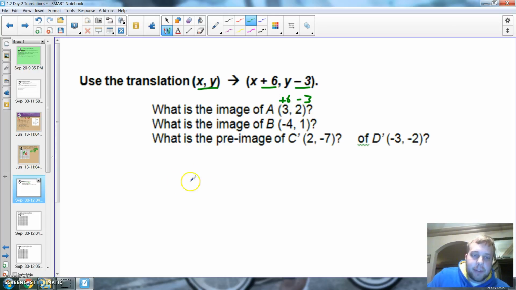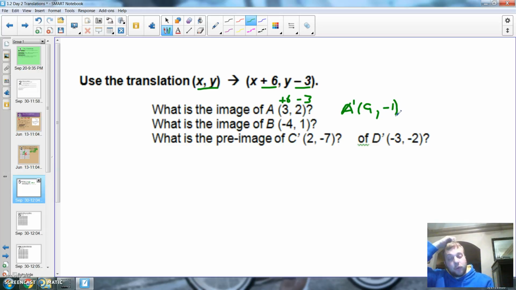So what happens if I add 6 onto 3? Well, I believe A prime is going to be 9. You guys got that? 3 and 6 gives me 9. And then what if I did 2 minus 3? That should be negative 1, right? Okay. And since there's no graph, I'm not going to do the cheat because I have no graph.